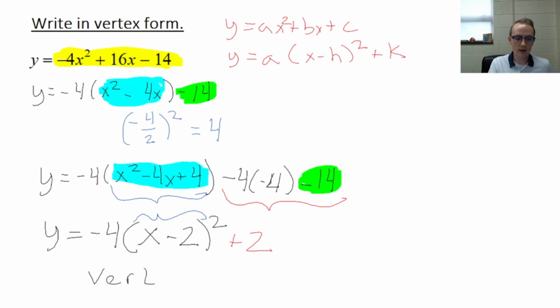Since it's in vertex form, we can immediately say that our vertex is at (h, k). Since it's x minus 2 in parentheses, h is positive 2, and k is also positive 2. So our vertex is at (2, 2). We could also quickly find our focus and directrix if we needed to, but in this one, all we had to do was write it in vertex form.